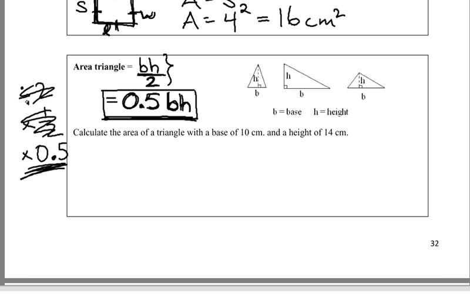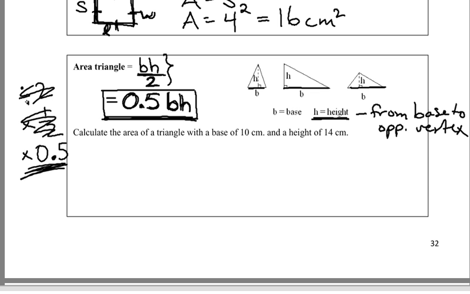Now the other thing that's important is a base height combination. Base doesn't have to be the bottom of a triangle, but usually that's how you'll see it drawn. The height is the distance from the base to the opposite vertex.